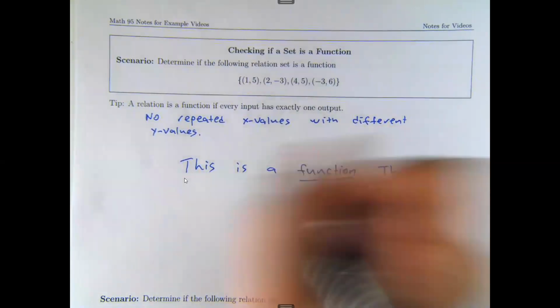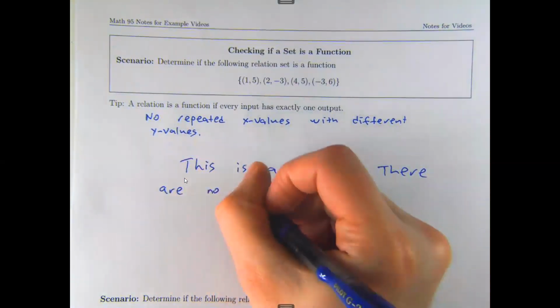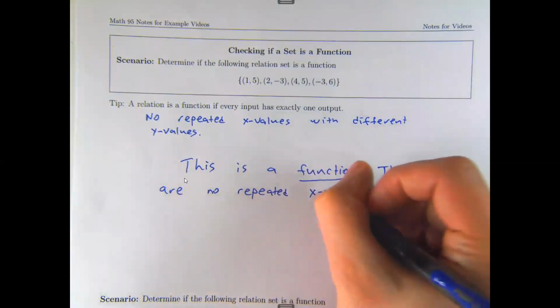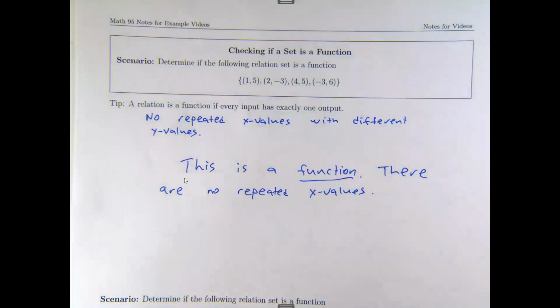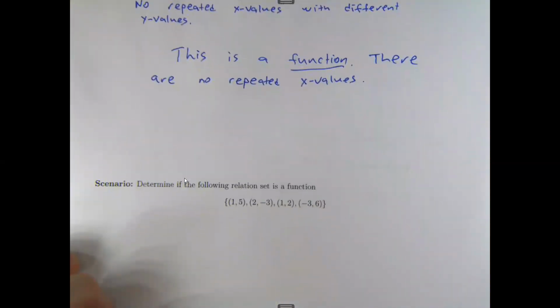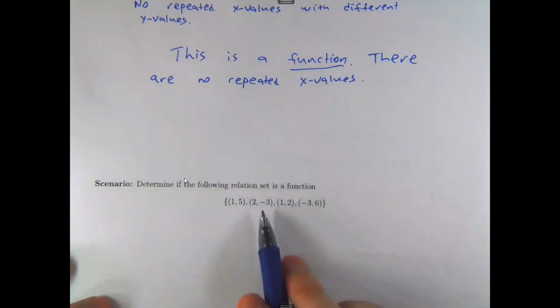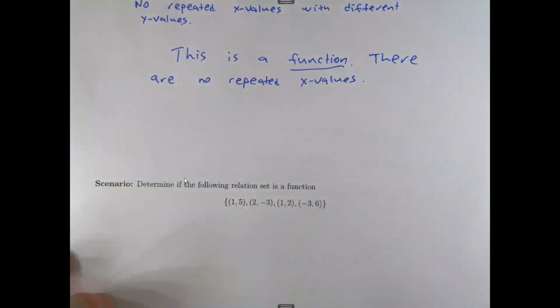There are no repeated x values. Every input has exactly one output. Let's look at another example. 1, 5, 2, -3, 1, 2, -3, 6.